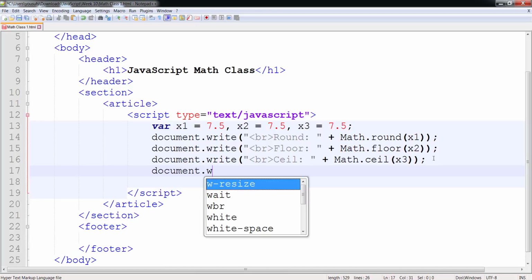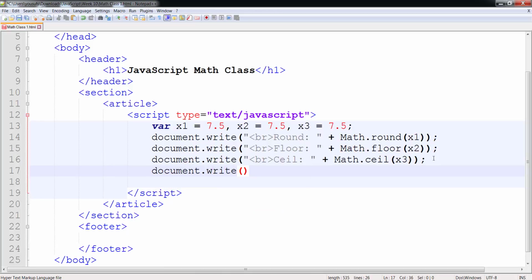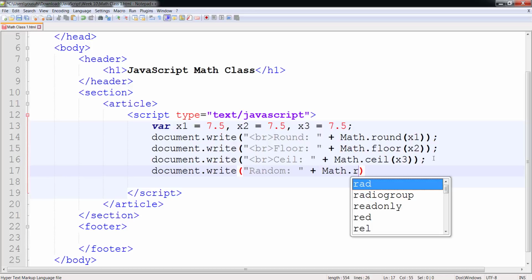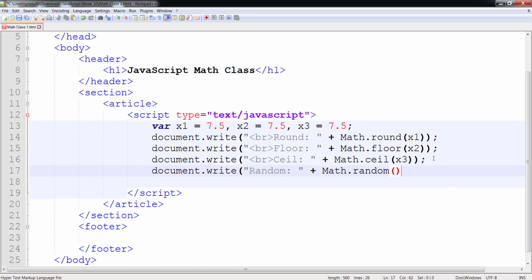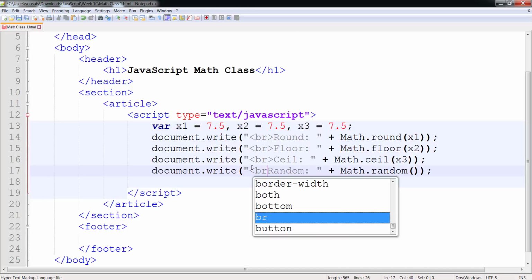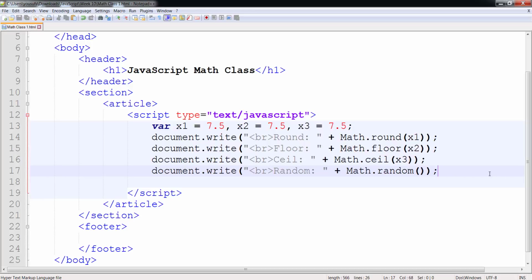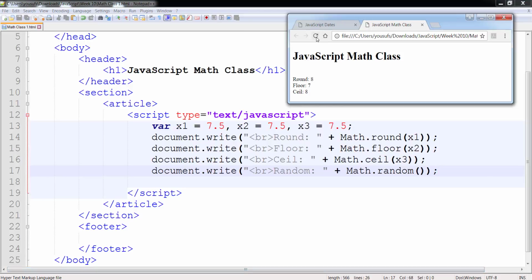Very similarly, I can use Math.random. Math.random actually generates a random number between 0 and 1. It's a long decimal random number. Just to show you, I'm using it in its raw form. So every time you run it, it is going to generate a random number between 0 and 1.